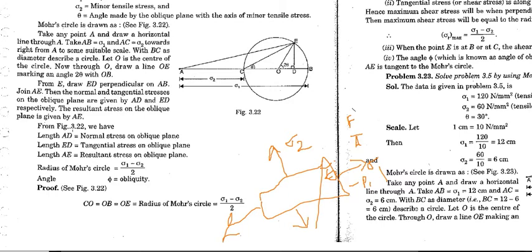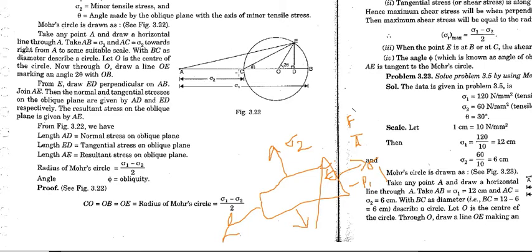Now from this figure you can see that this is AD. AD is equal to the normal stress on an oblique plane, so AD is equal to sigma n. DE is equal to the tangential stress, and AE is equal to the resultant stress which is acting on the oblique plane.